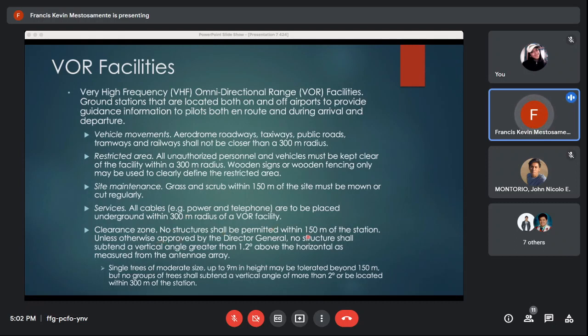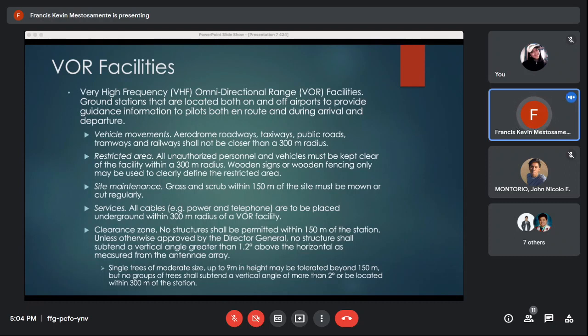Clearance zone, no structure should be permitted within the 150-meter of the station unless otherwise approved by the Director General or the local authority of the country. No structure shall subtend a vertical angle greater than 1.2 degrees above the horizontal as measured from the antenna. Vertical angle, marunong na tayo kumuha nito. Ito yung ginamit natin on how natin sinusukat yung mga critical obstacle within the airport airspace on our previous topic. So no single trees of moderate size up to 9 meters in height may be tolerated beyond the 150 meters, but no group of trees should subtend a vertical angle of more than 2 degrees or be located within the 300 meters of the station. So these are the general requirements na nire-require ng isang VOR facility.